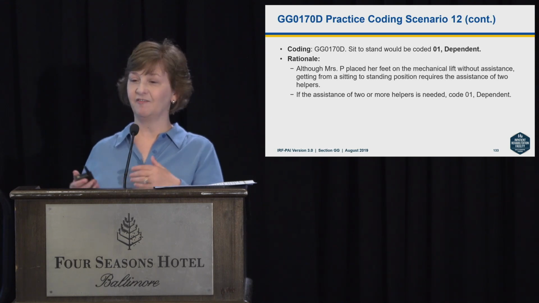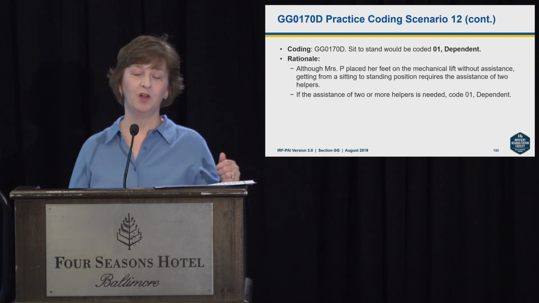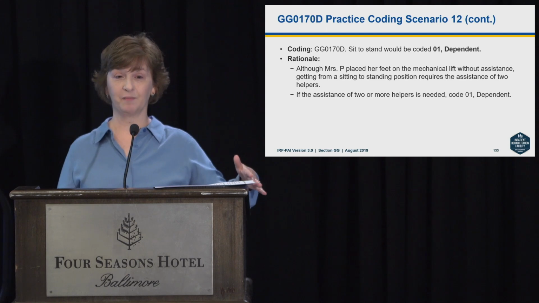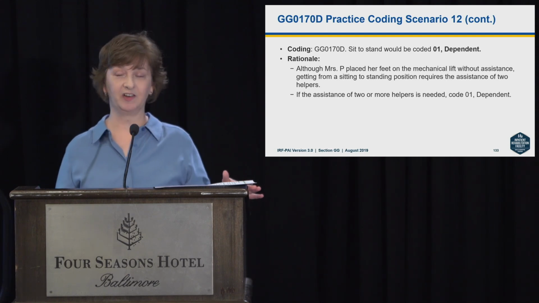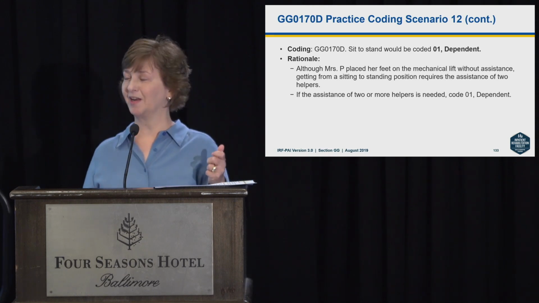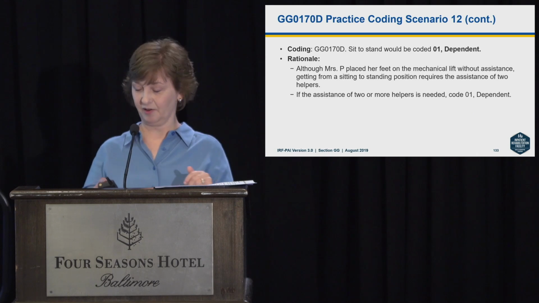the 2 or more helpers required kind of becomes the key issue, and the code would be a 1. If you only have 1 helper, so if we had, let's say, this example where it was 1 helper and she was helping a little bit and was participating to perform the activity a little bit, she would get credit for that. Mrs. P would get credit for that, and her code would be a 2. So I hope that clarifies something.